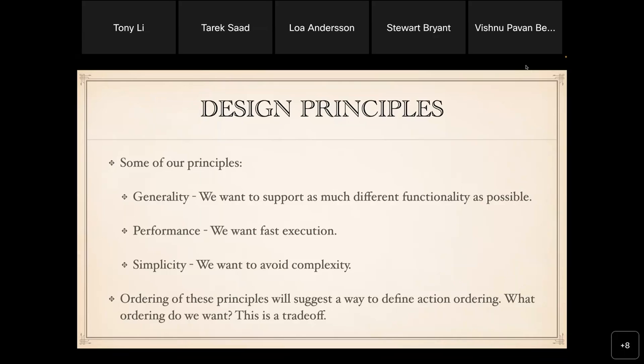And we want simplicity. We want a simple encoding. Complex encoding helps no one and works against performance too. Now, these principles are not uniformly orthogonal. We cannot have full generality and full performance. So we have to make some trade-offs. And the result of that is basically that we have to order our principles and decide what trade-offs we're going to make. The real discussion is, what do we feel is appropriate? There are many things that are possible.